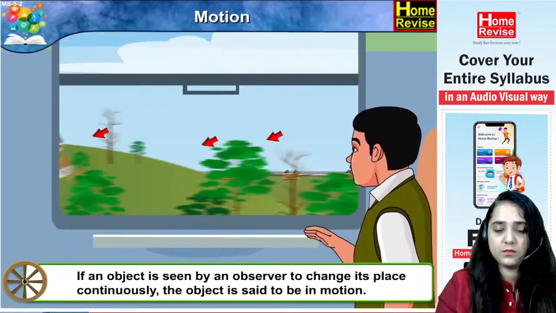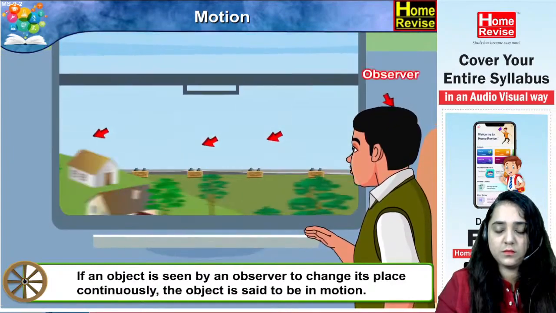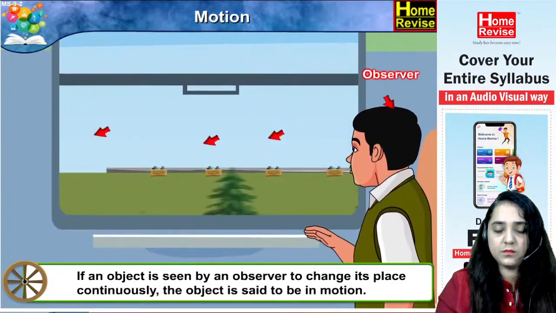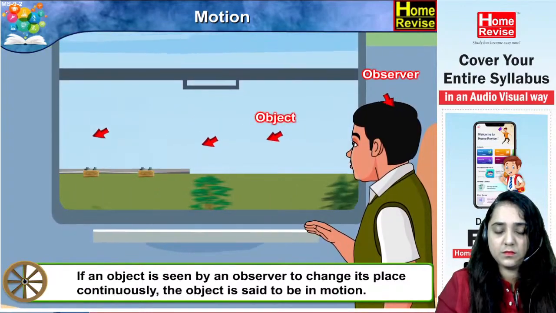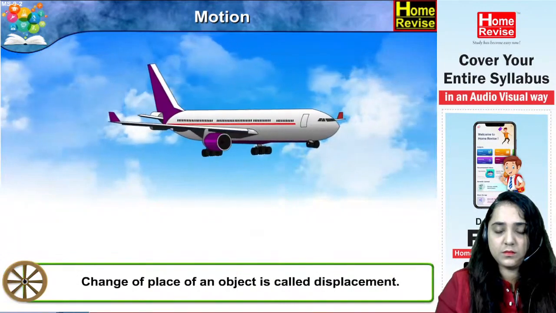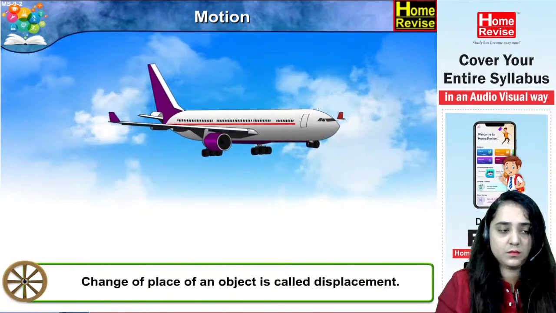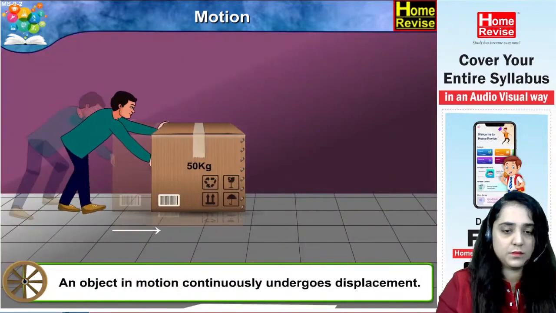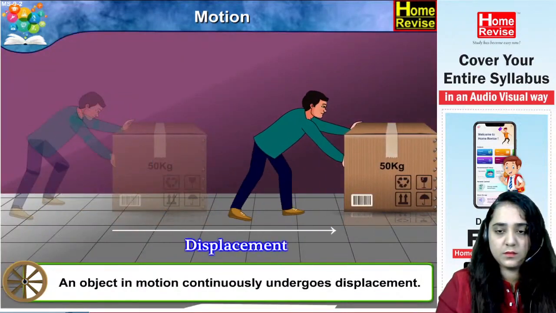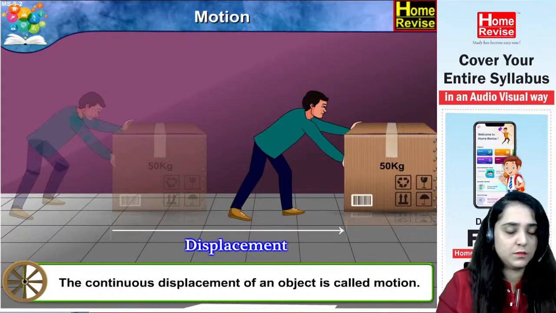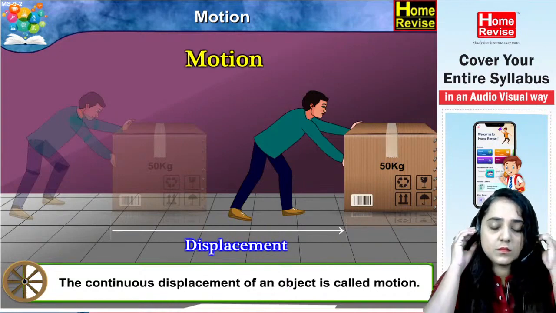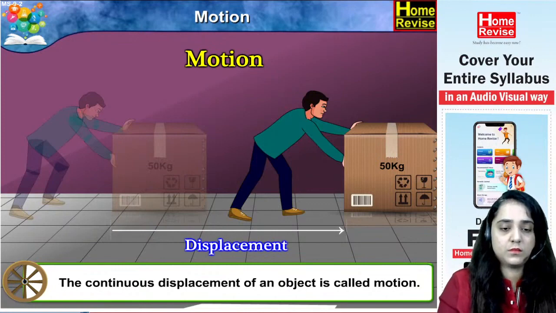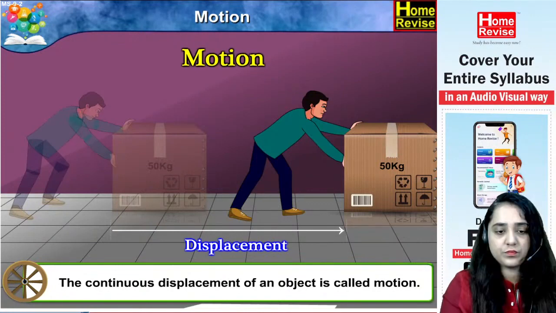Students, note that if an object is seen by an observer to change its place continuously, the object is said to be in motion. Change of place of an object is called displacement. An object in motion continuously undergoes displacement. The continuous displacement of an object is called motion. So, what is continuous displacement of an object called? Yes, motion.